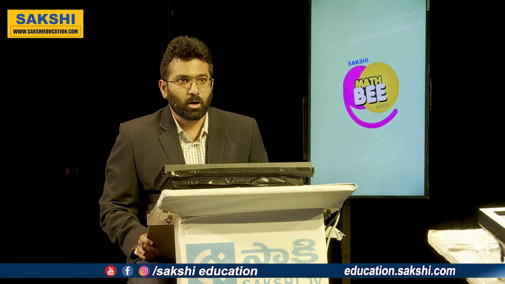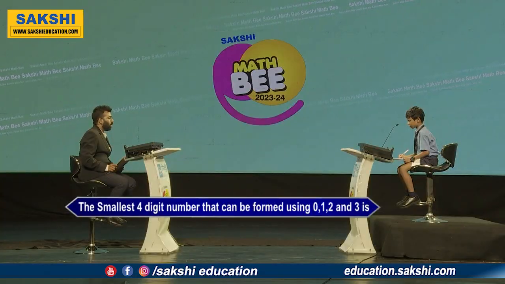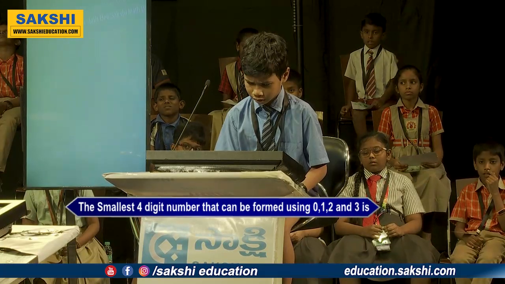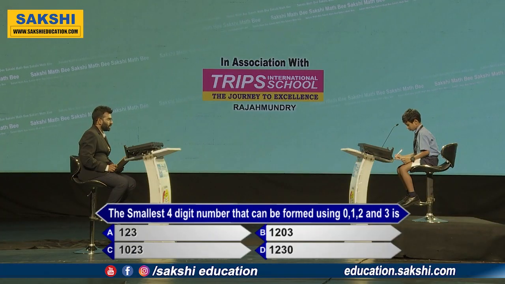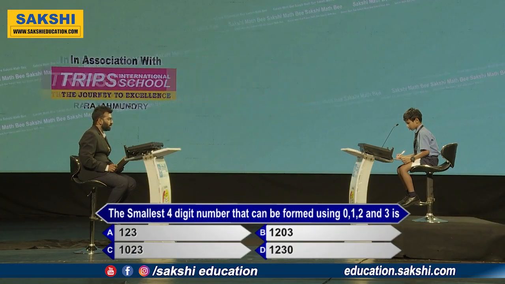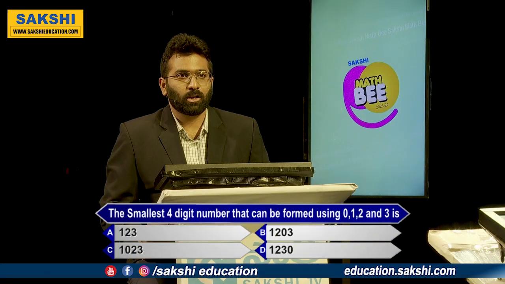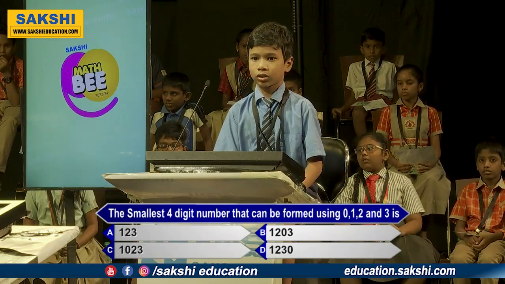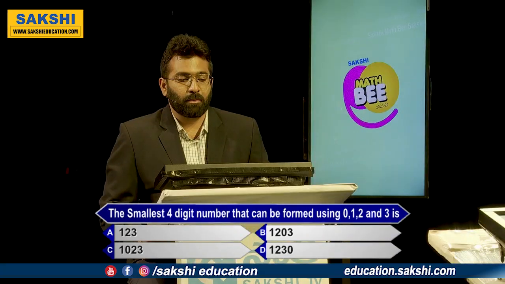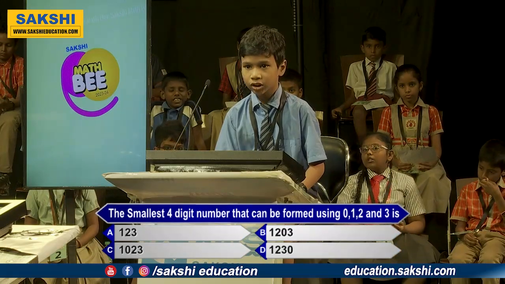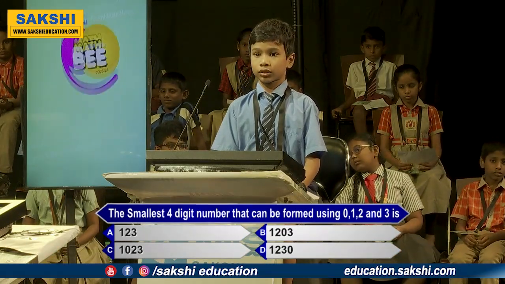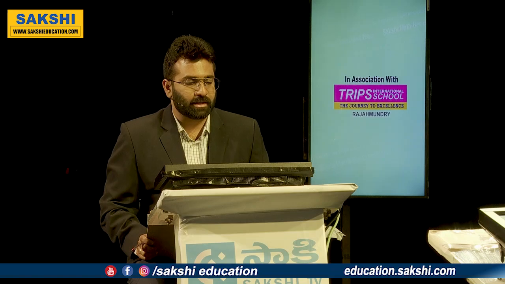Second question. On your screen now, the smallest 4-digit number that can be formed using 0, 1, 2 and 3 is, options please, 123, 1203, 1023, 1230. The smallest 4-digit number that can be formed using 0, 1, 2 and 3 is? Sir, option C. Please lock option C, 1023. The right one, dear.